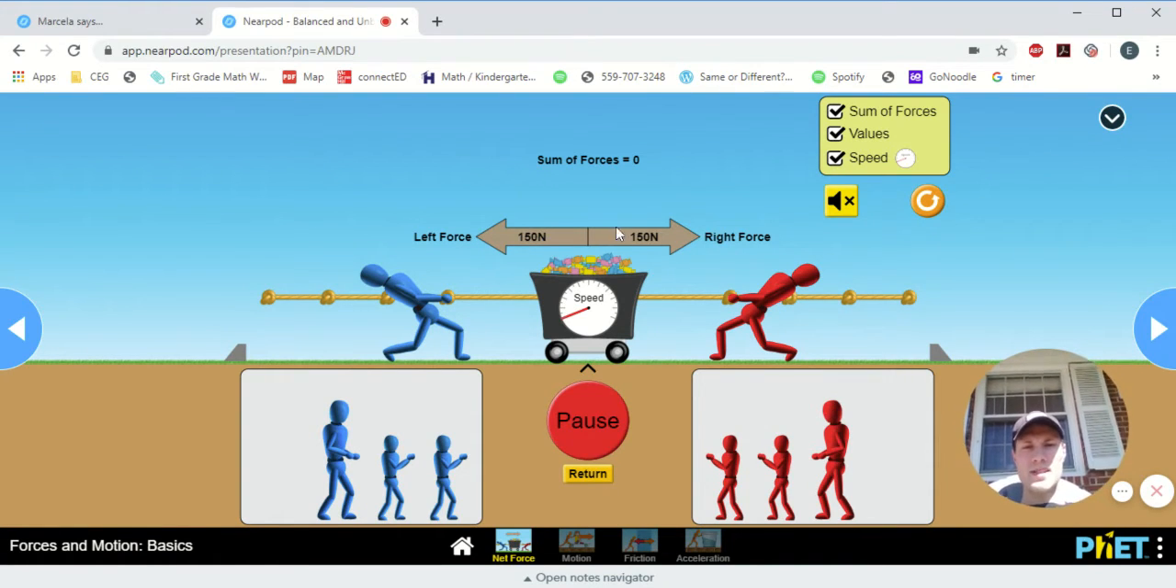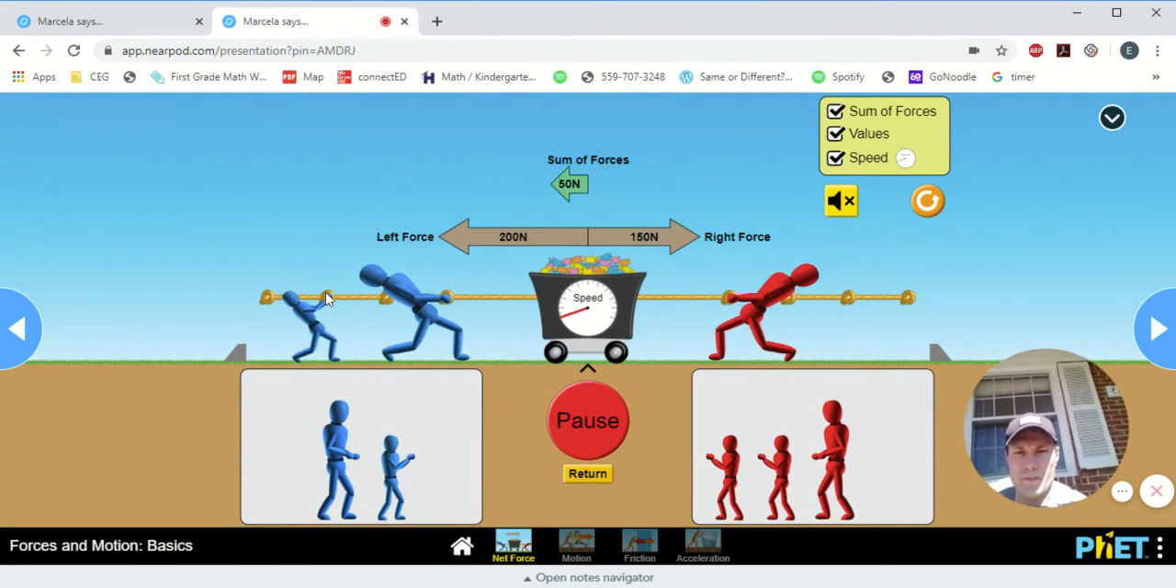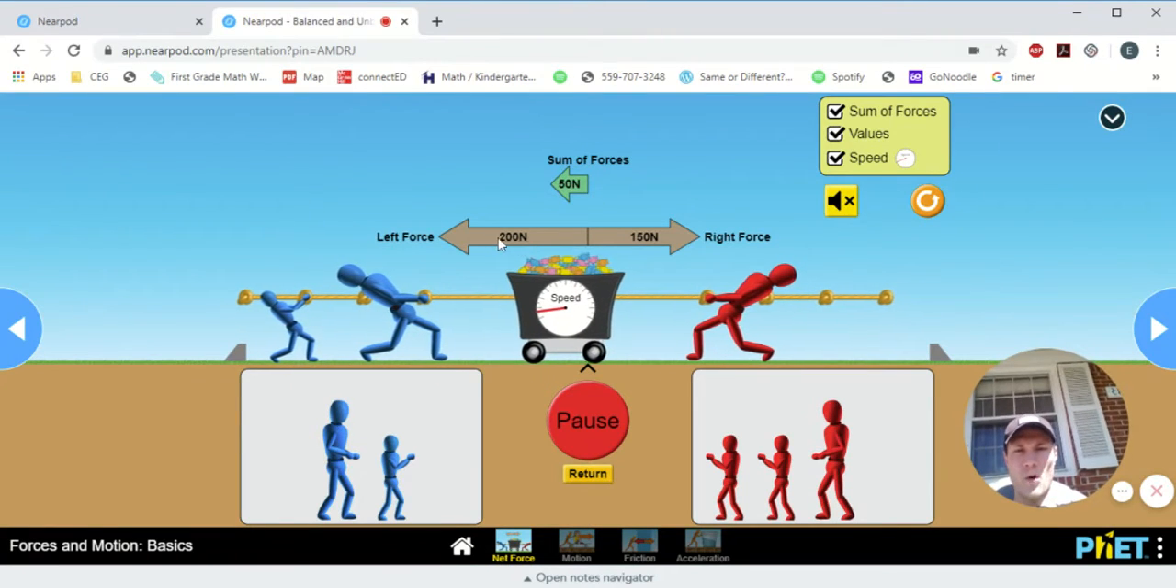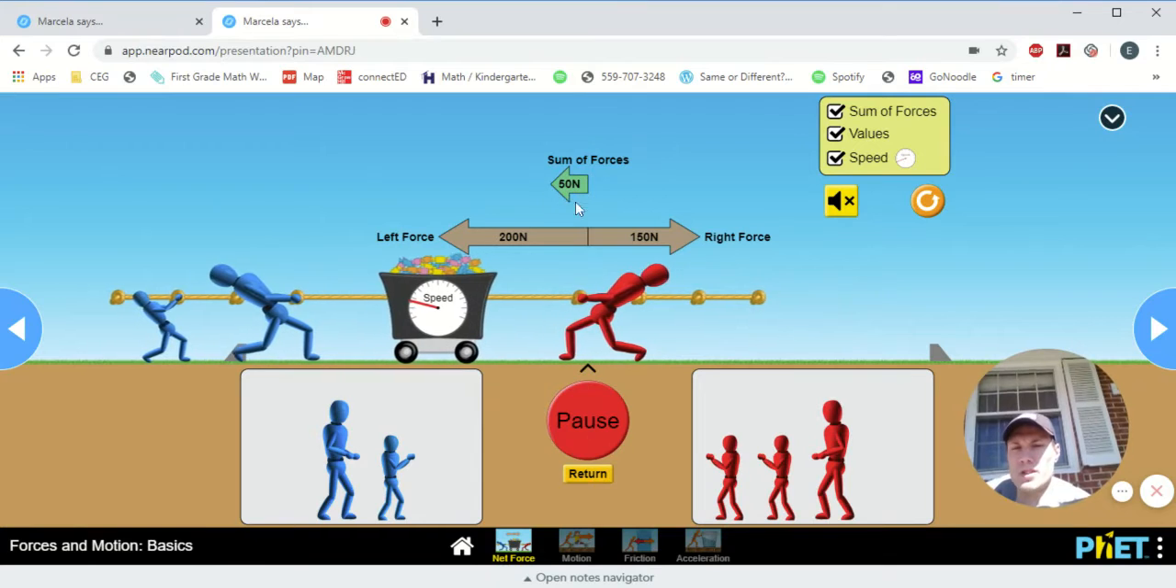They're both pulling with the same force in opposite directions, that means we're subtracting. So 150 minus 150 is 0 newtons. So the thing is not moving. But watch what happens when I add another person to this blue team. All of a sudden, the force is bigger on this side. The cart goes in motion, and our total force is 50 newtons to the left.